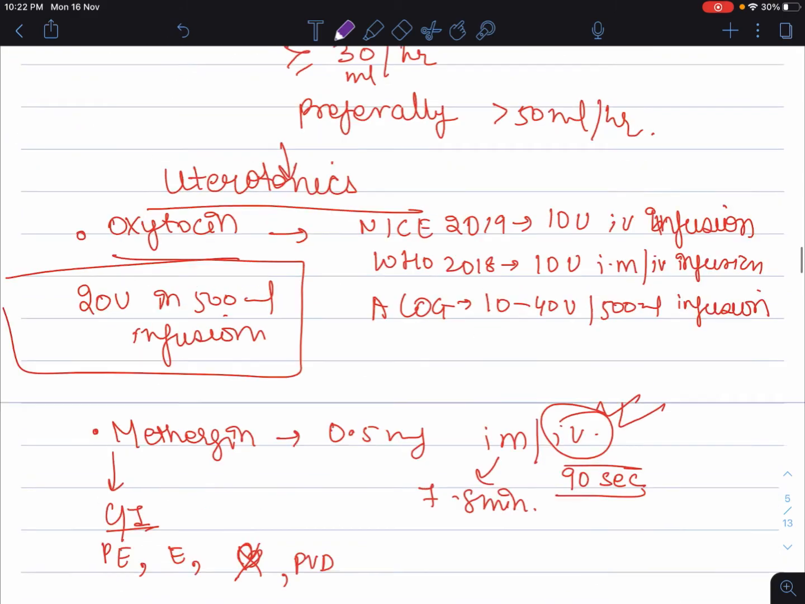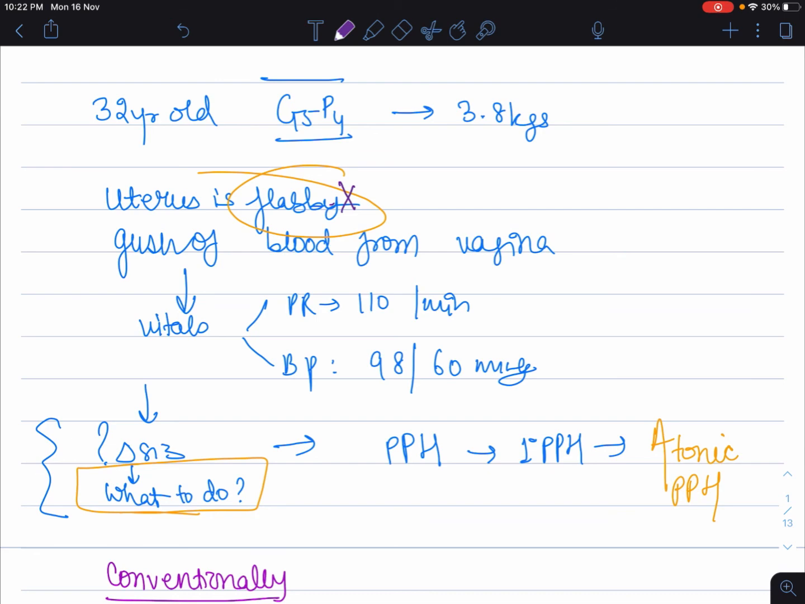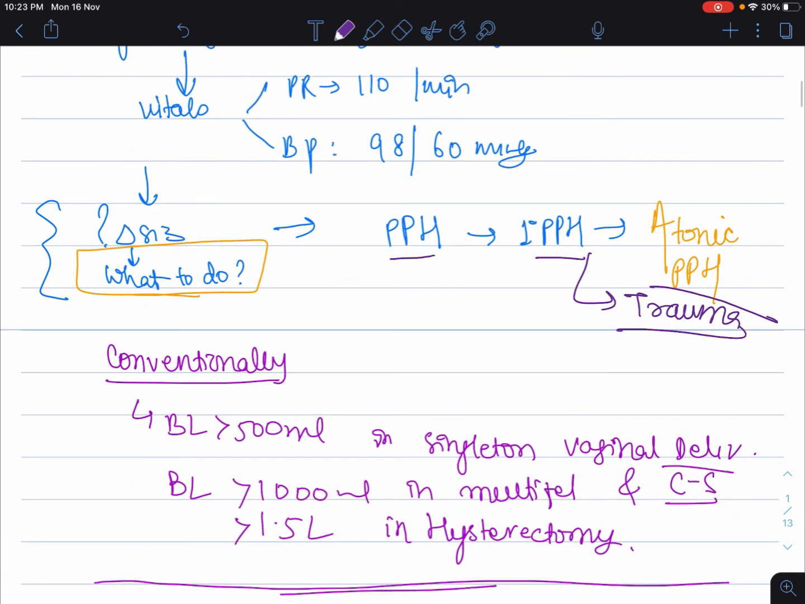Okay. Supposing we go back to the case 1 I gave, and supposing the uterus is not flabby, it is well contracted, and you have the same scenario. What will you do next? See, it is PPH, it is primary, but this time it will be trauma. So you look for any trauma. That is the most common cause that you can encounter. So there will be first degree, second degree tears, and what you can do, when should we repair, that I'll deal with when I'll be dealing with the topic on injuries of the birth canal. That too will be a very important topic.